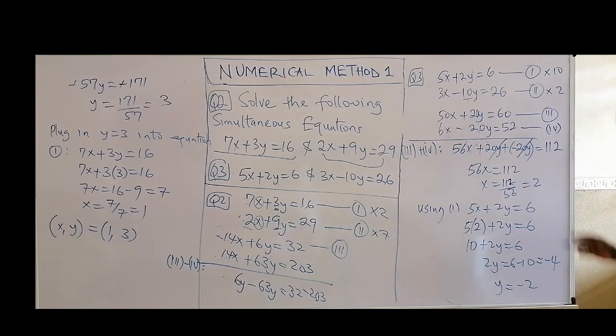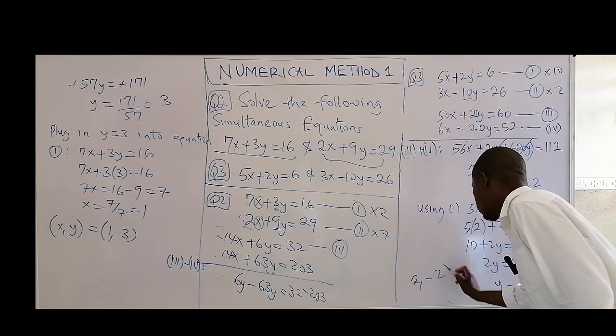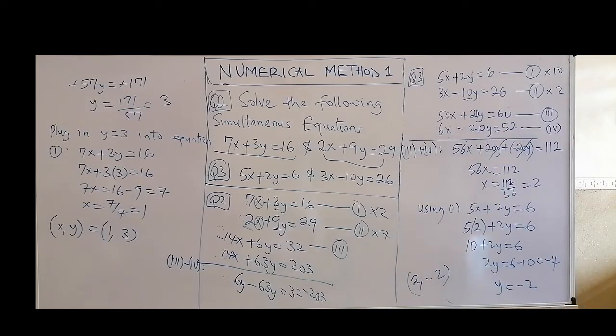Okay, so that's the answer. If you want to write it in coordinate form, that will be (2, minus 2). So that's the end of that question.